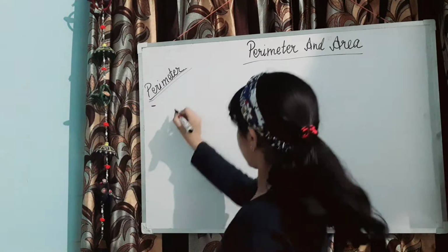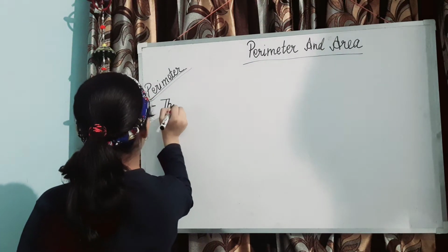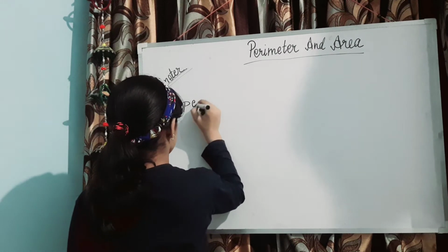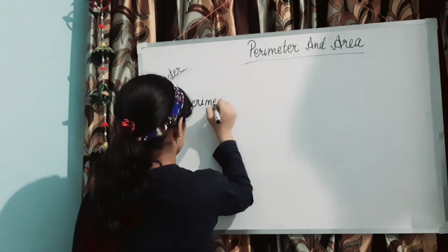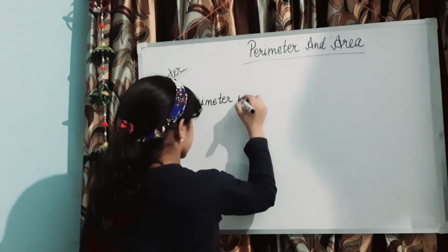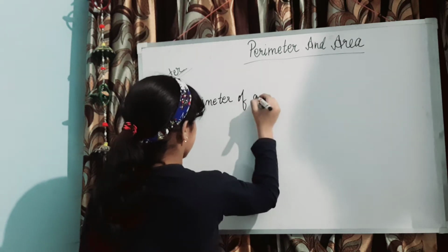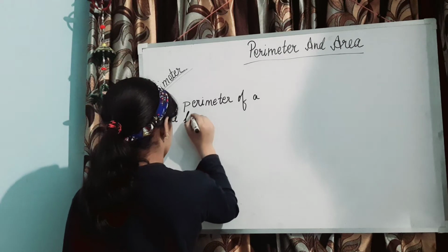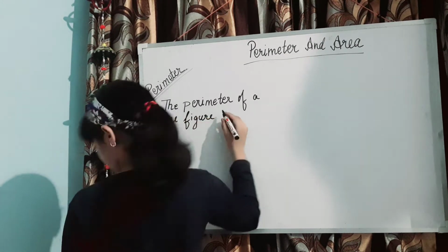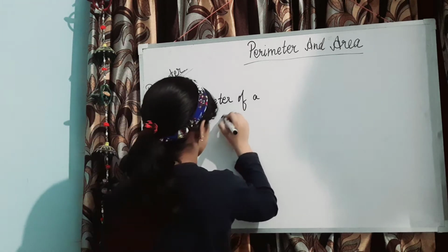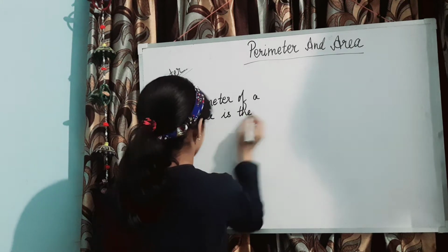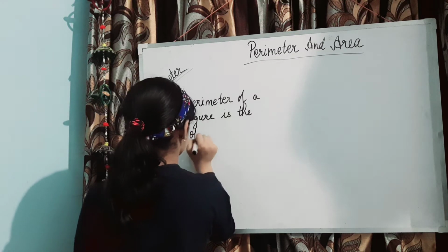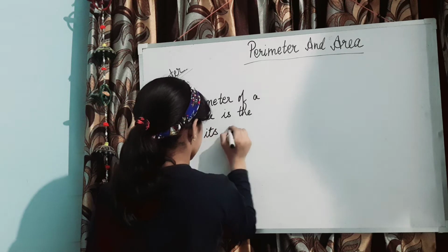Okay, the perimeter of a plane figure is the length of its boundary.